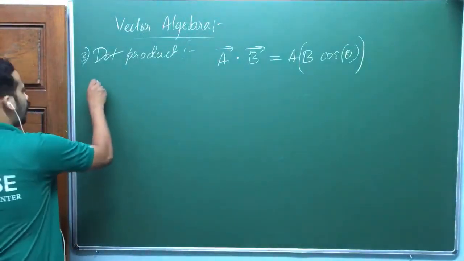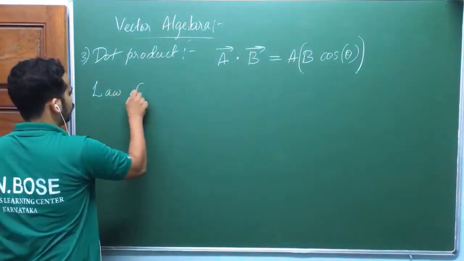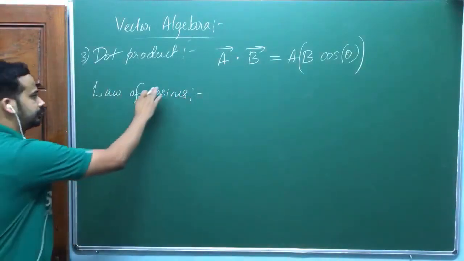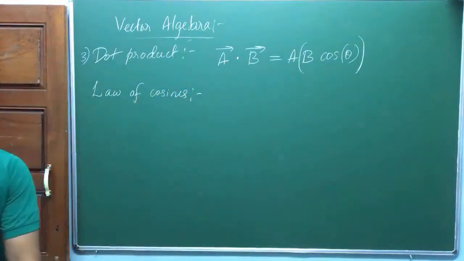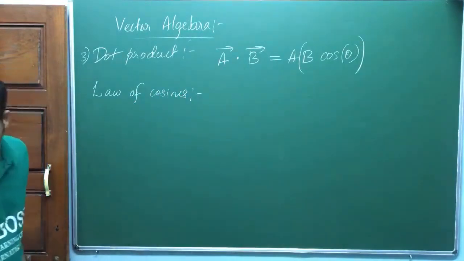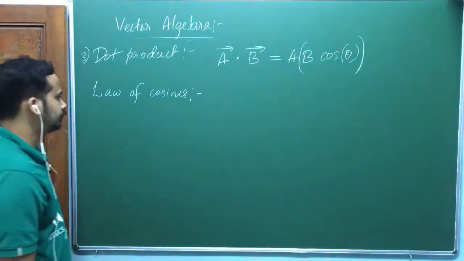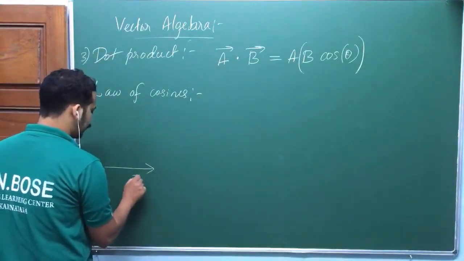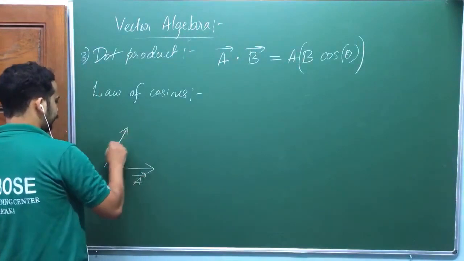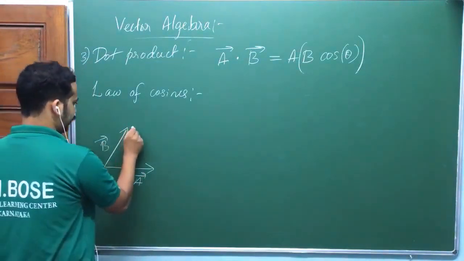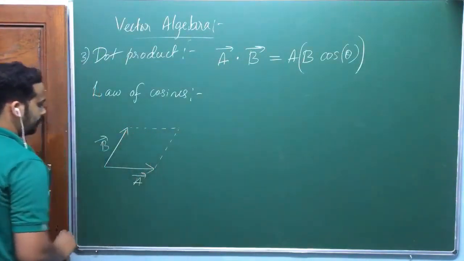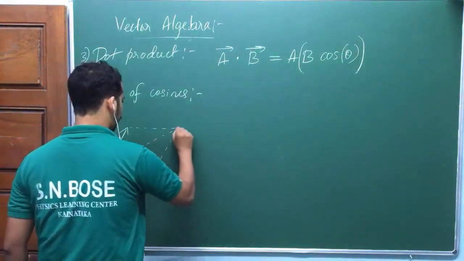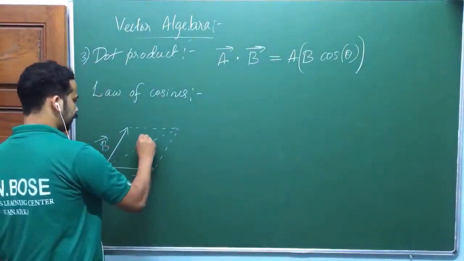One more thing here, the law of cosines. There are 2 things here. Let me work out this one. We have vector A here, vector B here. C is the resultant of the vector, am I right? Let me draw it as a dot. This is C, vector C.